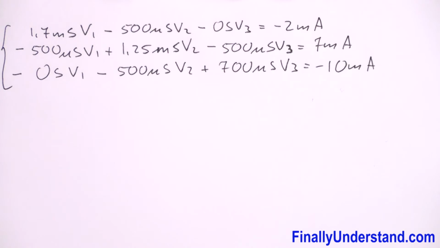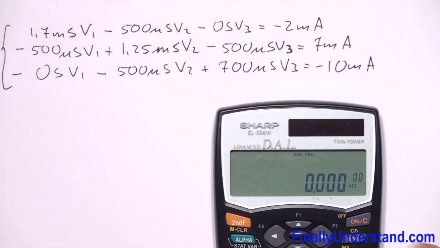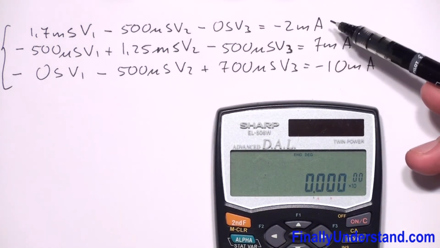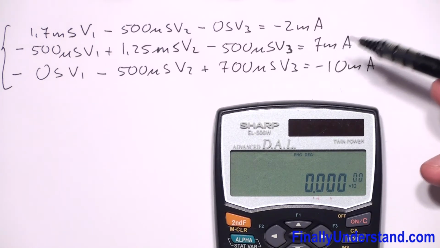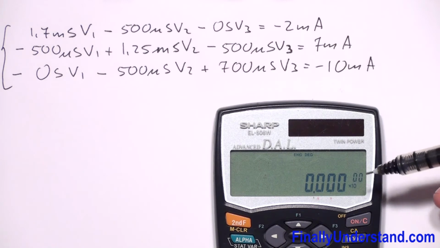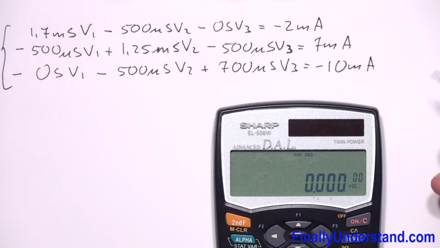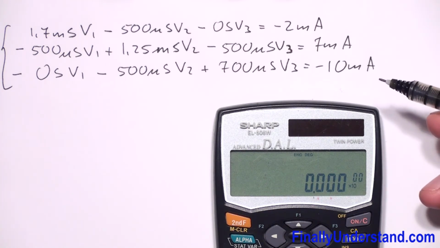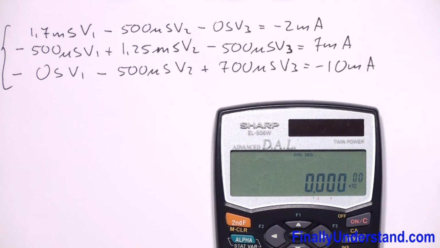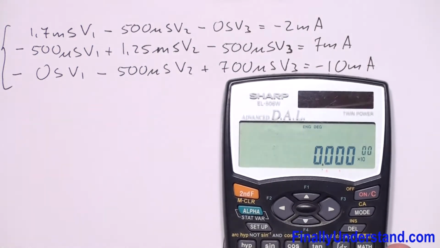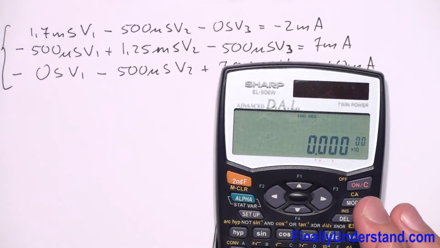Now I'm going to use the calculator to solve these 3 nodal equations, but you're supposed to realize that these are nothing else, just linear equations. So if you set your calculator to solve 3 linear equations, your calculator is going to give you the answer right away. If you want to do this manually, you're supposed to use, for example, determinants to solve the values of V1, V2, and V3. I'm going to use the calculator.